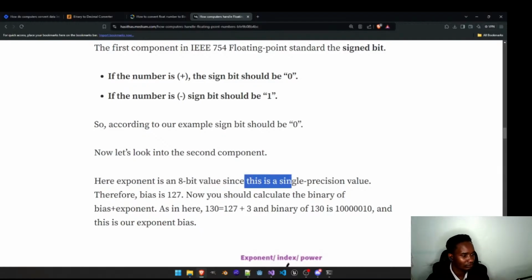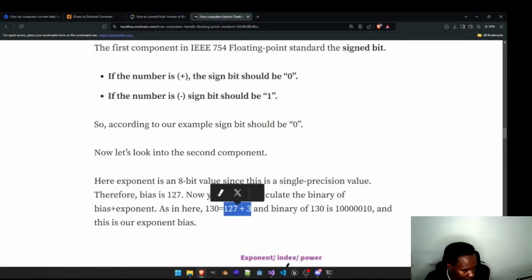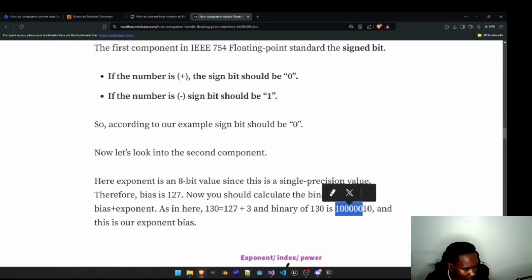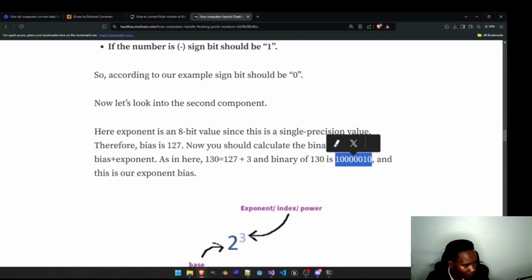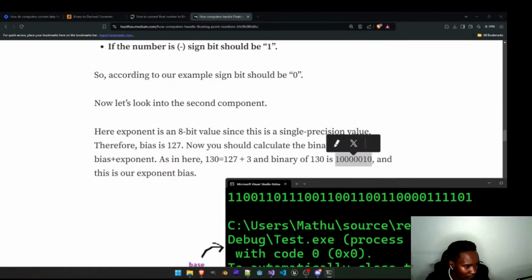Since this is a single precision value, the bias is 127. Now you should calculate the binary of bias plus exponent, as in here, 127 plus 3, exactly what you had done. And the binary of 130 is this. And this is our exponent bias, which adds up according to that.